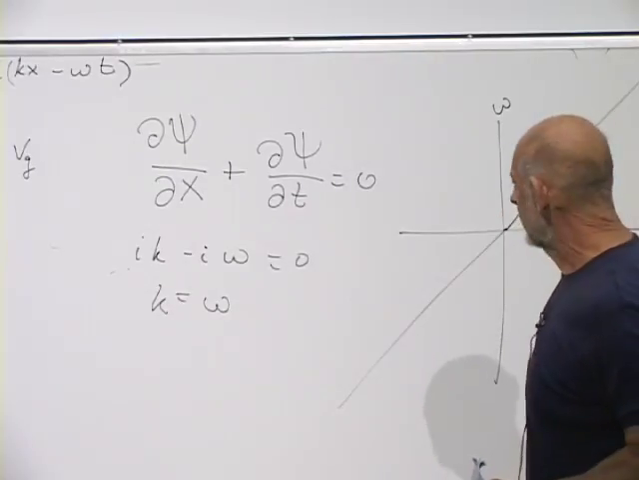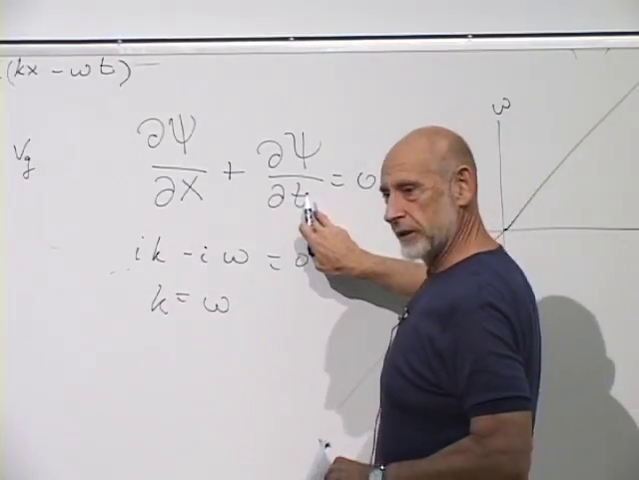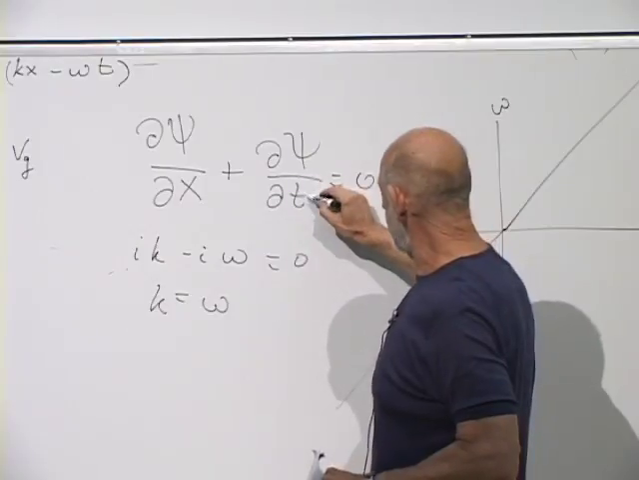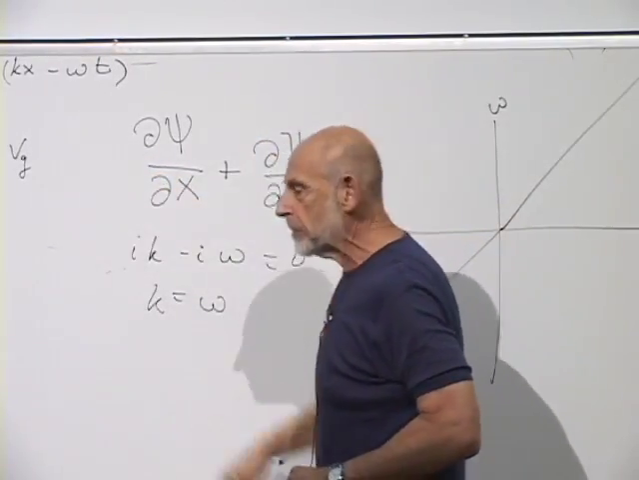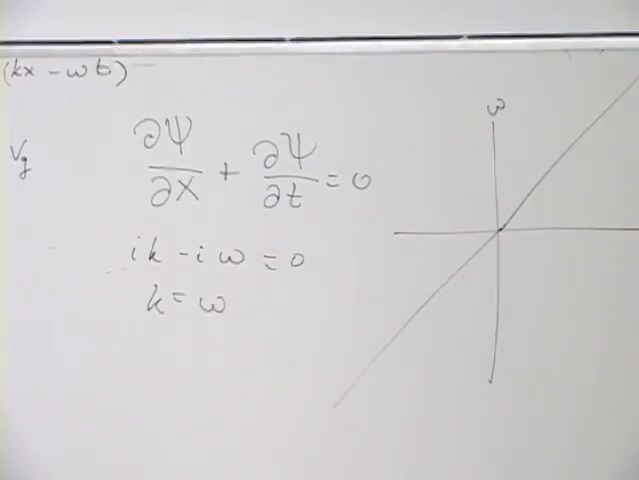Yeah. One over c here, right? Ct is like x, so it'll be one over c here, so it'll be a c here. But we'll set c equal to 1 for convenience.